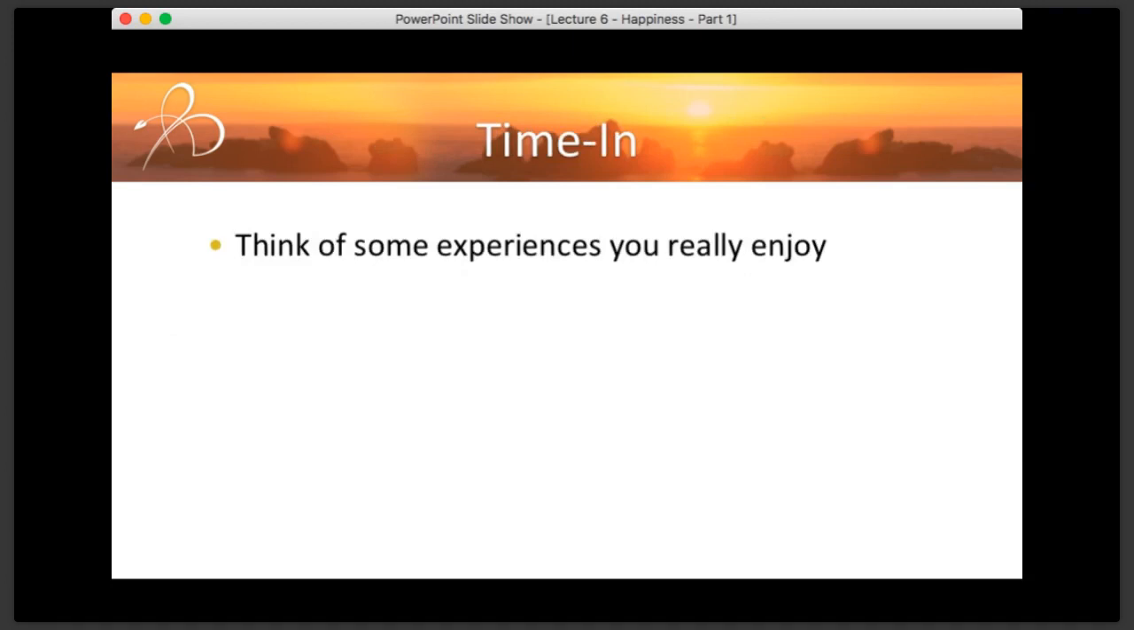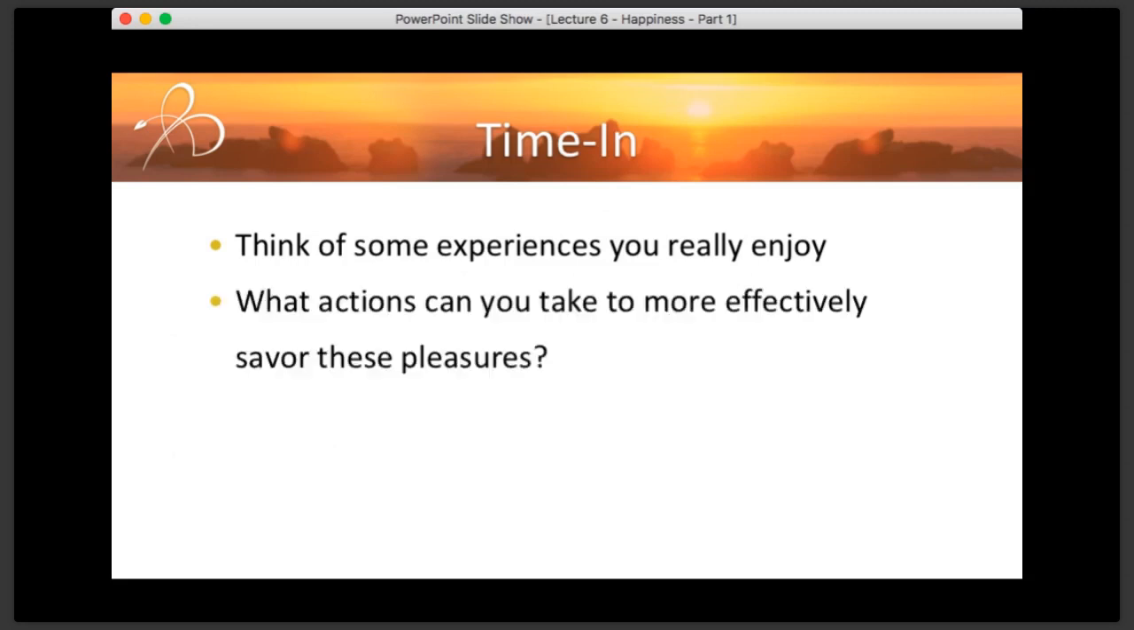So think about some experiences that you really enjoy. Write them down. What do you love? What's worth savoring? What gives you real pleasure? And what actions can you take to more effectively savor those pleasures?